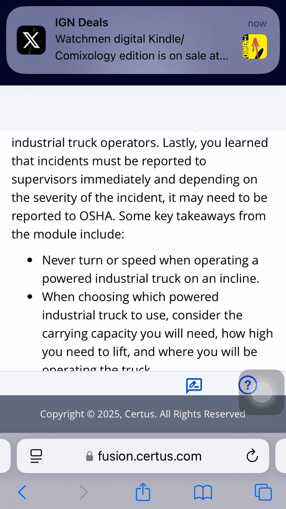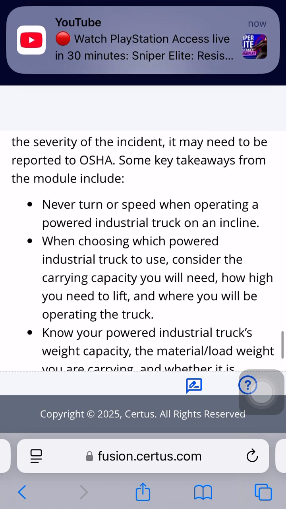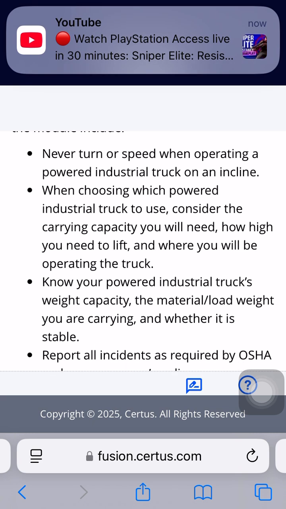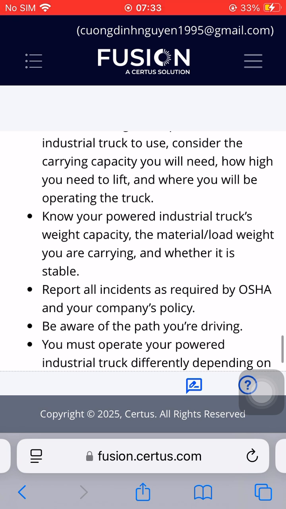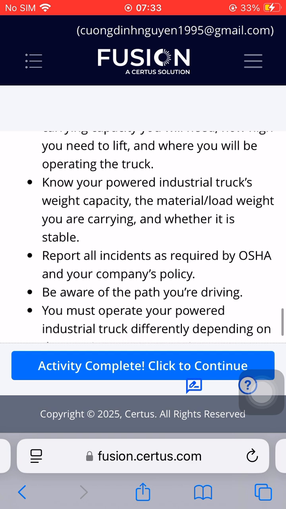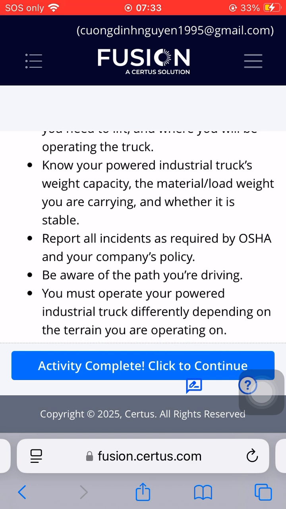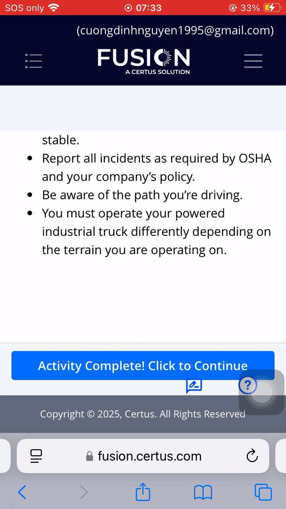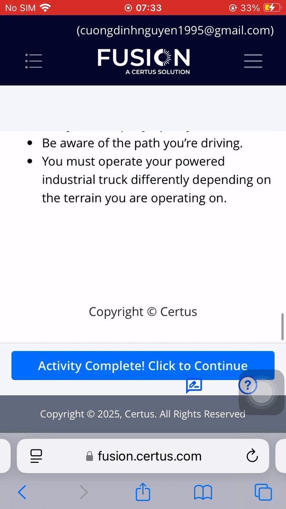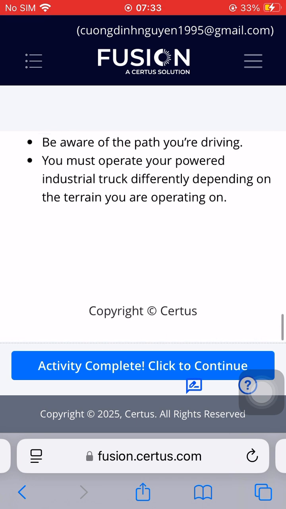Some key takeaways from the module include: never turn or speed when operating a powered industrial truck on an incline. When choosing which powered industrial truck to use, consider the carrying capacity you will need, how high you need to lift, and where you will be operating the truck. Know your powered industrial truck's weight capacity, the material or load weight you are carrying, and whether it is stable. Report all incidents as required by OSHA and your company's policy. Be aware of the path you're driving. And you must operate your powered industrial truck differently depending on the terrain you are operating on.